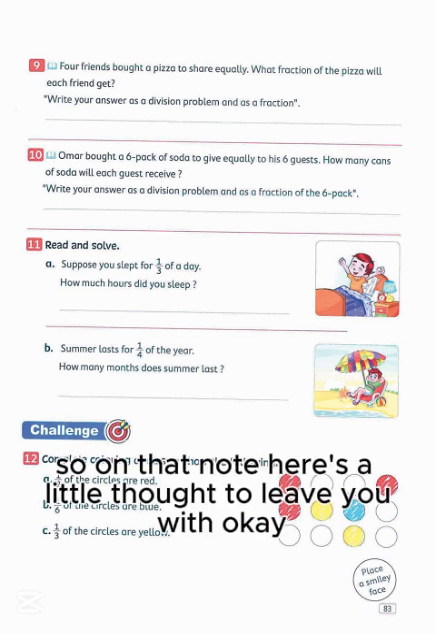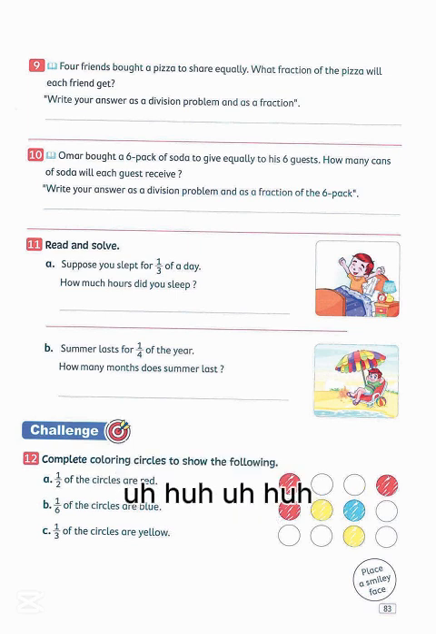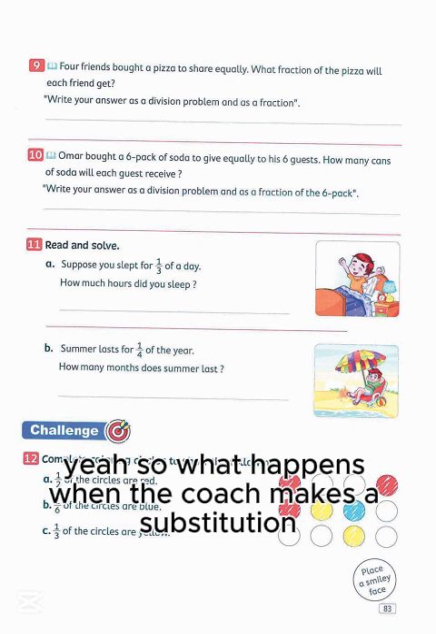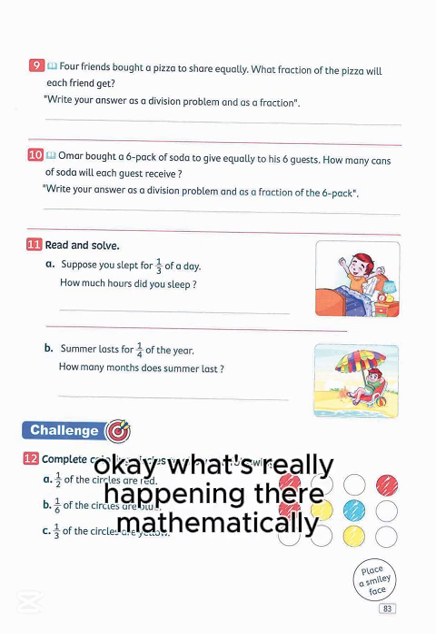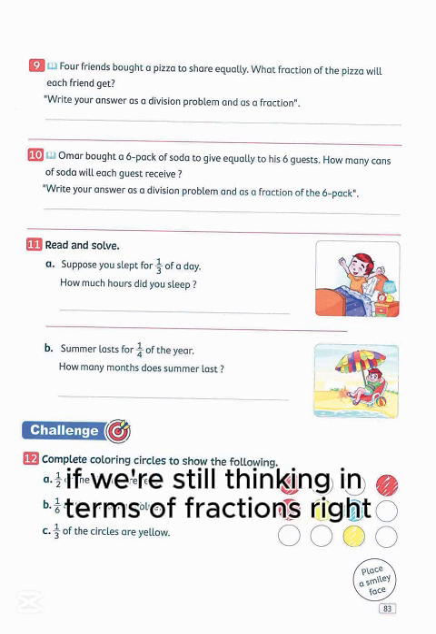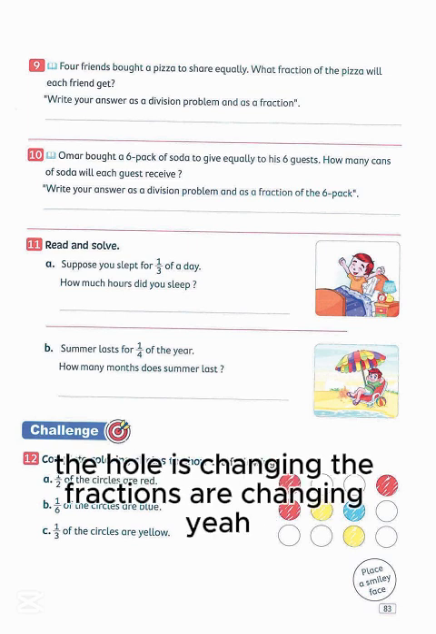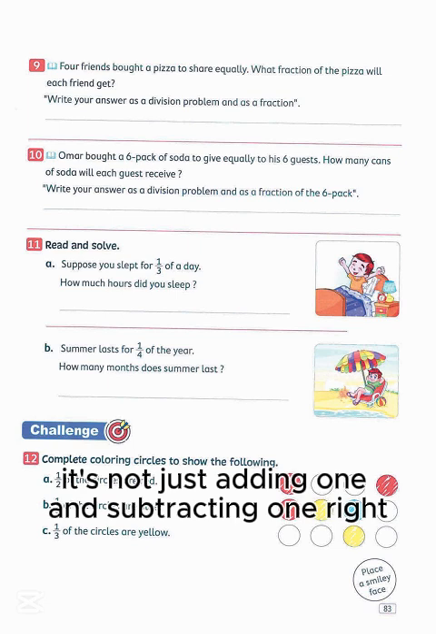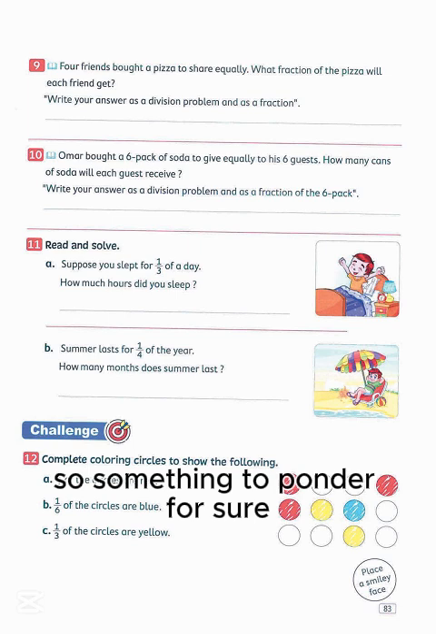So on that note, here's a little thought to leave you with. We talked about that football team where each player represented 1/11 of the team. So what happens when the coach makes a substitution, takes one player off the field and puts another one on? What's really happening there mathematically, if we're still thinking in terms of fractions? Right, because the whole is changing. The fractions are changing. It's not just adding one and subtracting one. It's a little more complex than that. That's a good one to think about. So something to ponder.